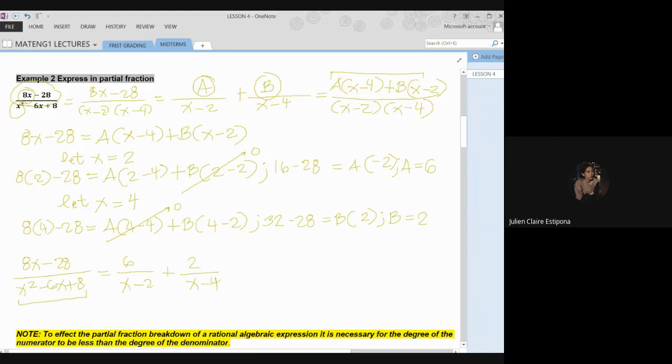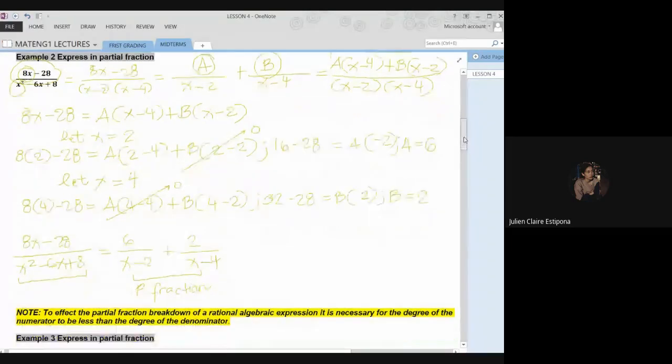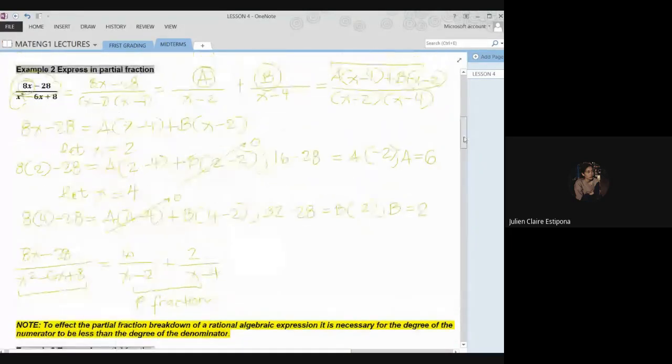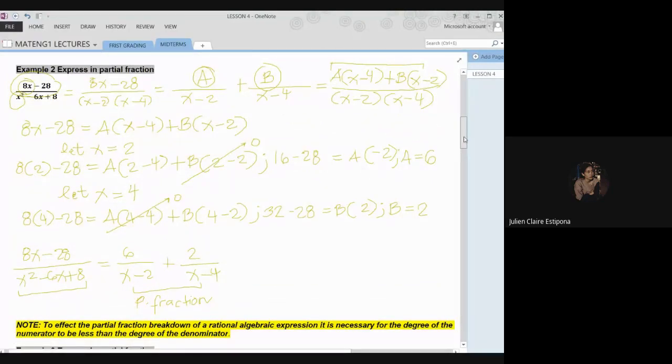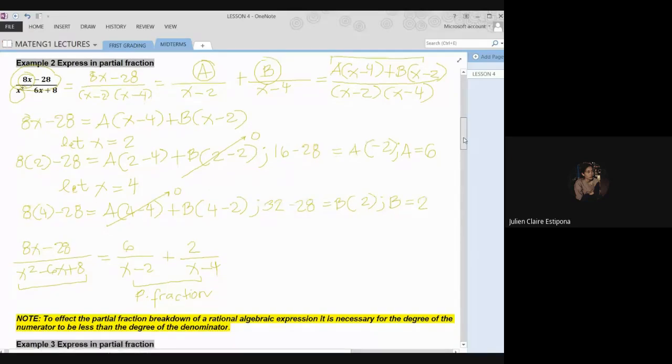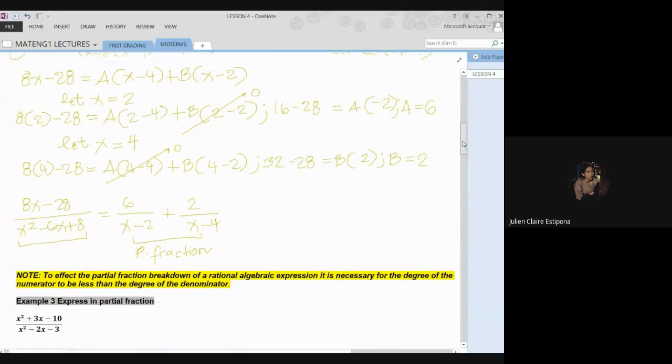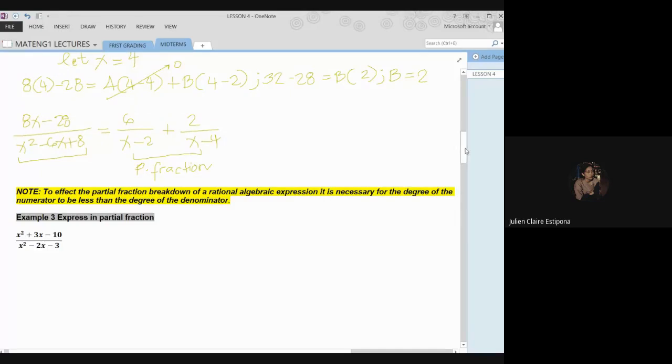So are there any questions? Can you follow? This is the partial fraction already. Yes. Kasi this one is included already in your board exam. So you have to study this. So it will just ask you what is the value of A, what is the value of B. So you have to know. Okay. So that is also equal to that one. That is the partial fraction.